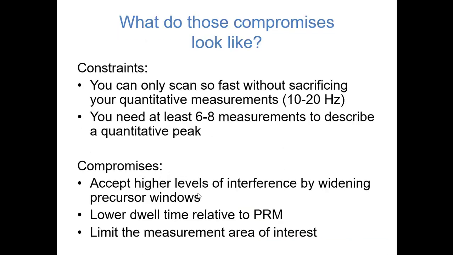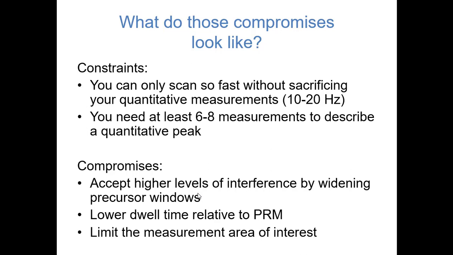Okay, and so really these compromises are about juggling some constraints. And there are two main constraints. The first one is that you can only scan so fast without sacrificing your quantitative measurements, right? What does this mean? You need to acquire enough points across the peak to be able to draw the shape of the peak. Okay, so that's constraint number one.